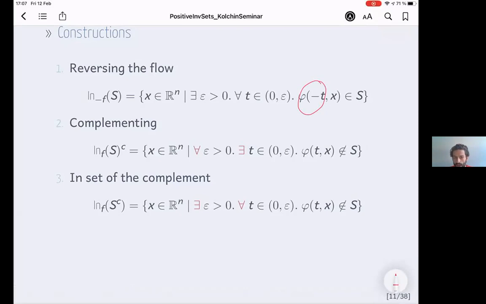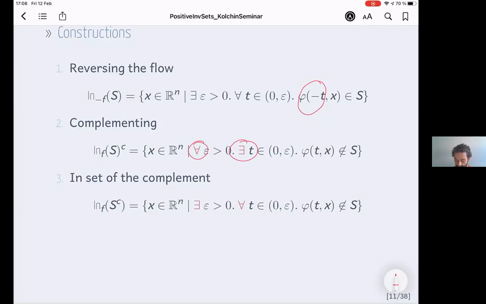We can complement the entire inf of S, right? It's a set. We can talk about its complement and we can define it here. And the formal definition simply flips the quantifiers, right? With respect to the original definition, because I'm complementing a set.